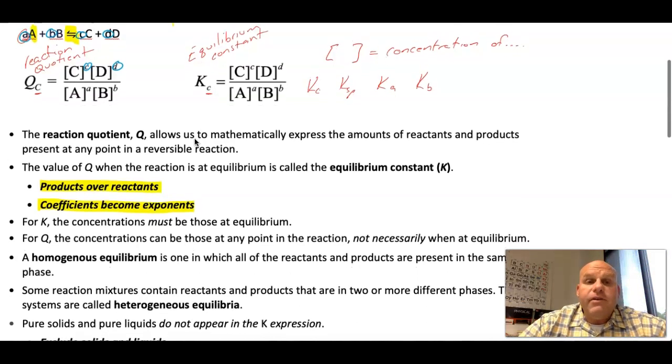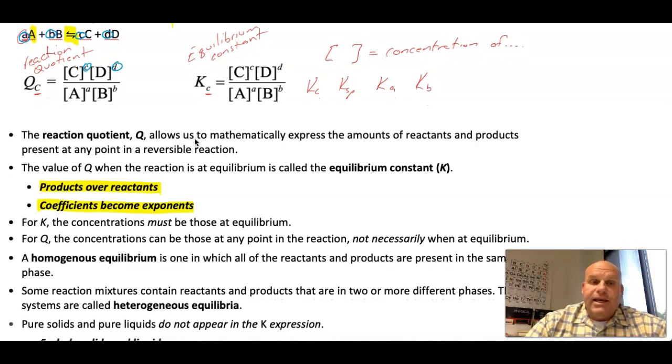The difference here between the QC and the KC is that if we're calculating K, then we know those concentrations to be equilibrium concentrations. We are calculating the equilibrium constant, so those are the concentrations that are occurring at equilibrium. So for K, concentrations must be those at equilibrium. Anywhere along the way, either before we reach equilibrium or after, if we set up this expression, we aren't solving for the equilibrium constant, we're solving for the reaction quotient. So anywhere along the way, not necessarily at equilibrium.